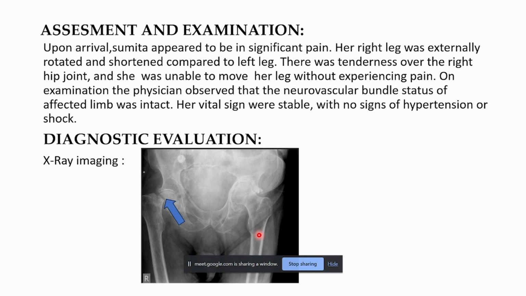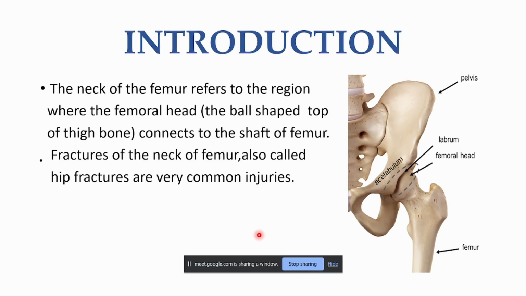X-ray imaging of the patient was done. An orthopedic surgeon interpreted a fracture in the neck of the right femur. Femur is a bone of the thigh. Its shaft, neck of the femur or the femoral neck is a critical anatomical structure which connects the head of the femur to the shaft.